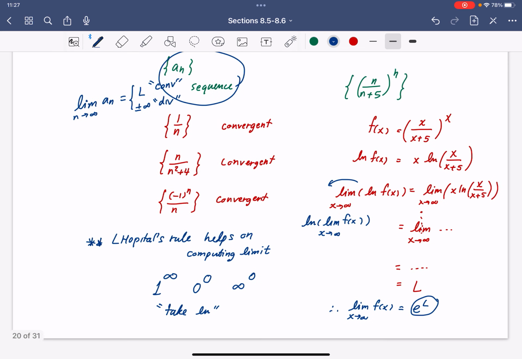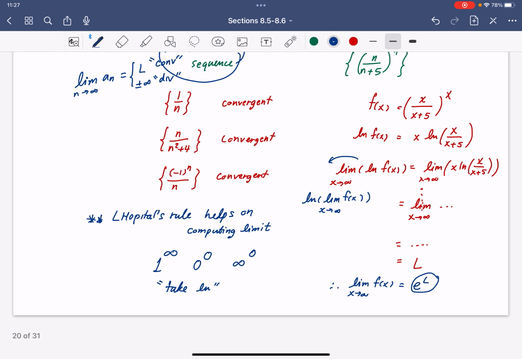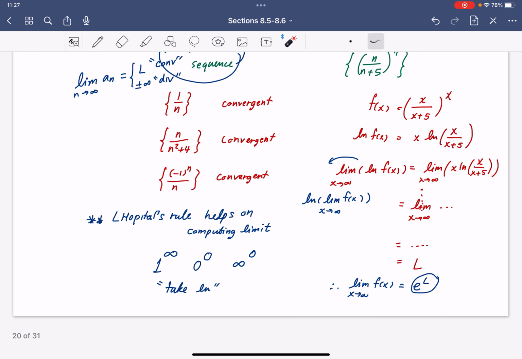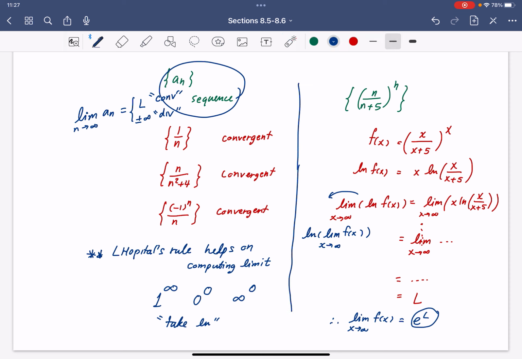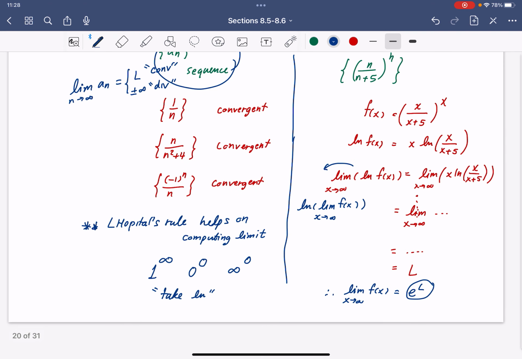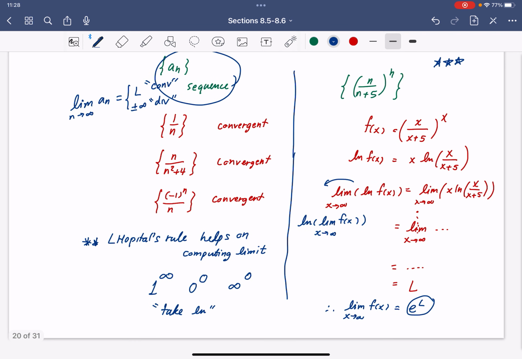It is not just L, it's going to be e to the L, because when you get that L, you have to go back to e to the L because you have a logarithm here. So for this type of question, you are for sure going to see that you have to take the log and then compute the limit. I think this is similar to one question in your homework, right? So take a look at this type of question. They're going to be for sure on the exam.